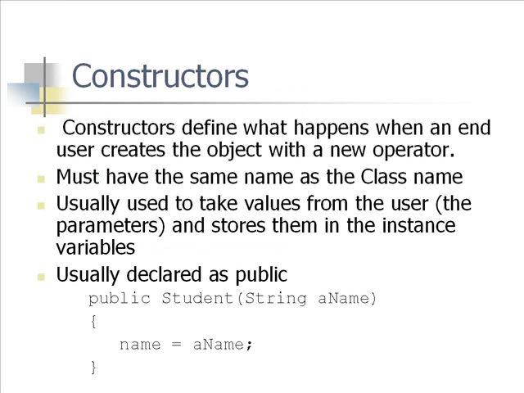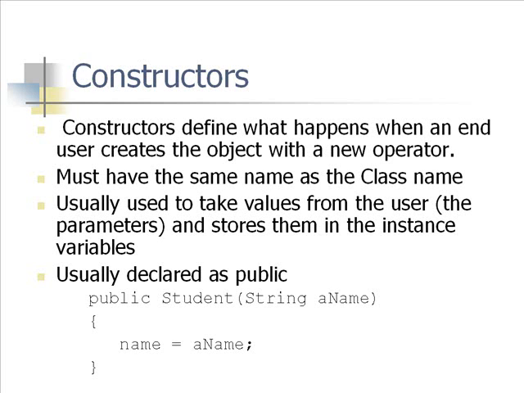Constructors define what happens to that object when our end user first creates the object using the new operator. We saw that last time. The constructor has to have the exact same name as the class name. It has no return type, unlike instance variables. And usually the function of it is to take the values from the user. That's going to be the parameters, the things inside the parentheses, and usually it's going to store them in the instance variable fields.